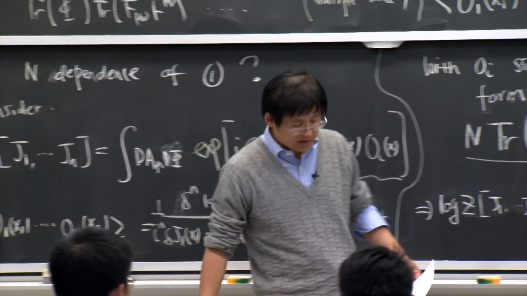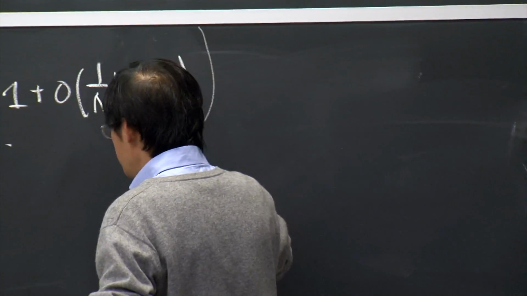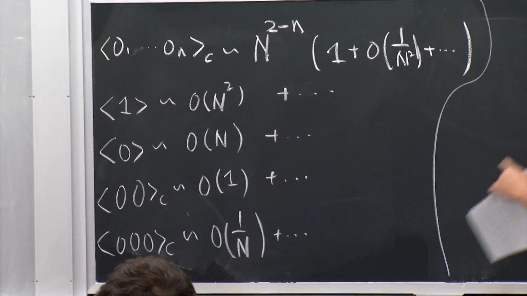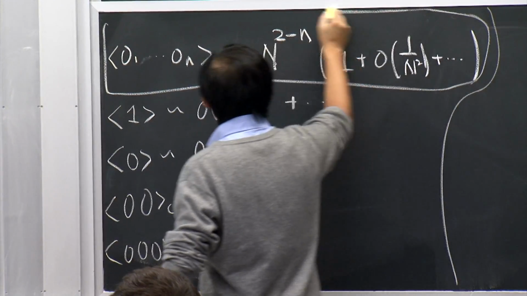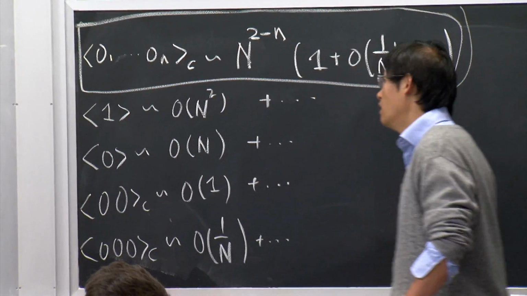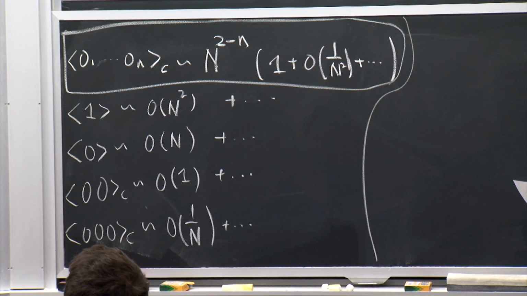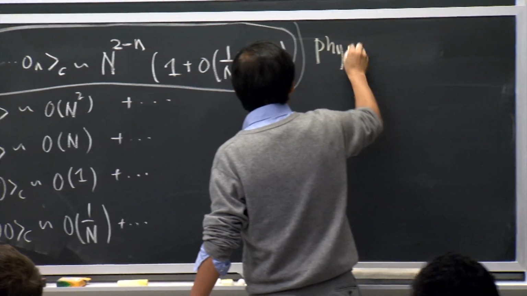So now let's talk about the physical implication of this. What does this mean? We have found this n-dependence for our gauge invariant operators. Now let me talk about the physical implications.